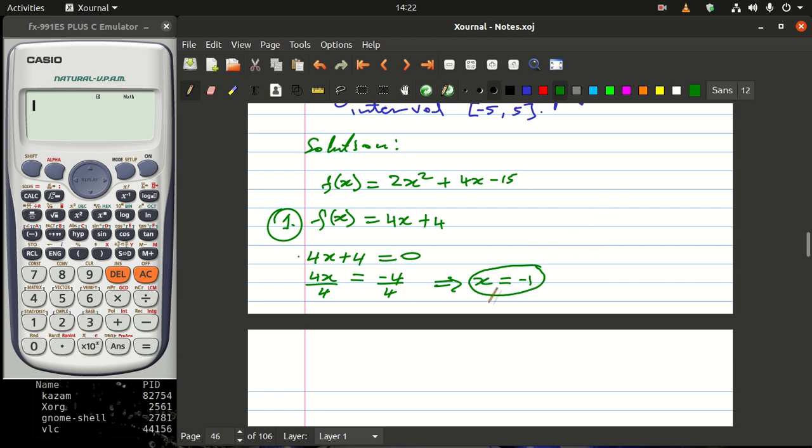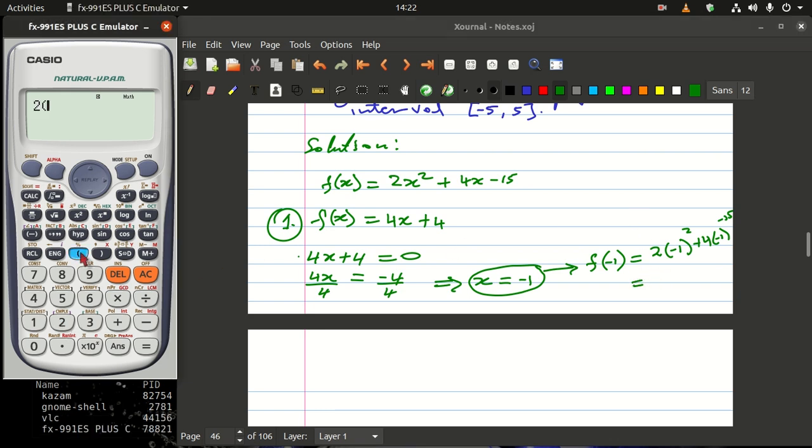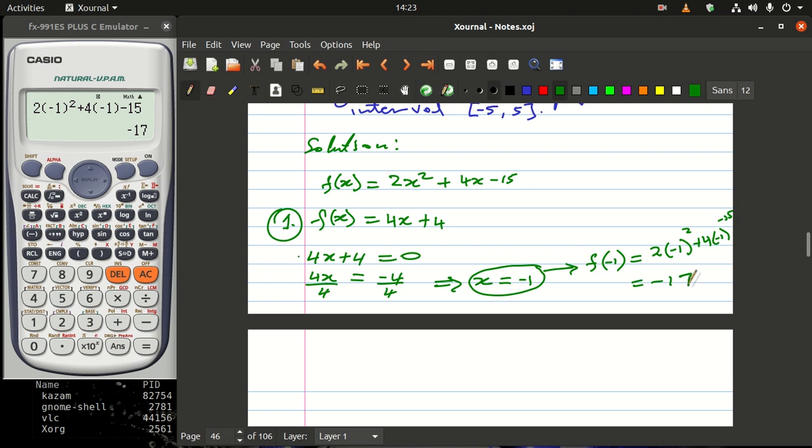The next thing I wanted to do here is find f of minus 1. So I'm going to plug into the original function, not the derivative. I will have 2, then minus 1 squared, plus 4 times minus 1, and then subtract 15. So what is the output? I'll have 2 times minus 1 squared, plus 4 times minus 1, and then minus 15. Hopefully these numbers are making sense. So I have minus 17.